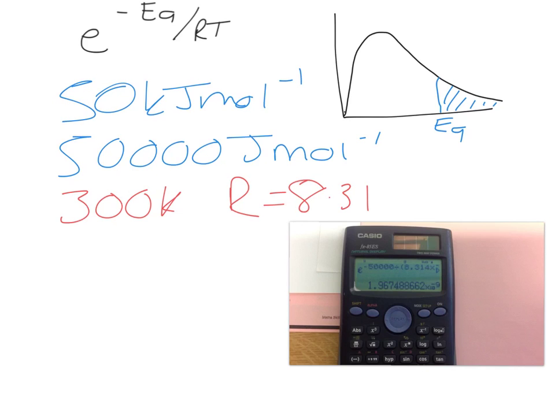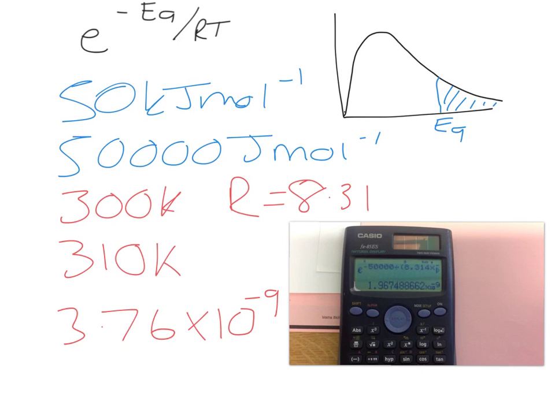Okay, let's recalculate now, but we'll raise the temperature to 310 K. Once you recalculate that on your calculator, you come out with 3.76 times 10 to the minus 9. That's almost doubled as temperature increases by 10 K. And if we put that on our Maxwell-Boltzmann, you can see that there is a greater portion of molecules that have enough energy. And of course this is what the distribution curve would look like if T was higher.